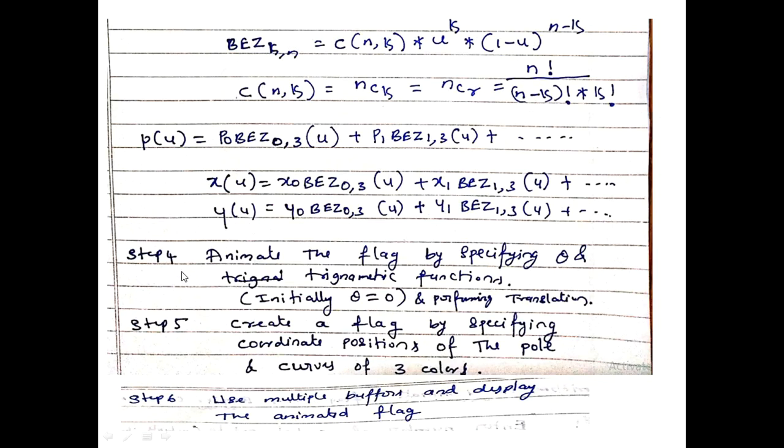So step 4: after creating 24 curves, 8 curves of each different color. The first 8 curves are orange or saffron color. The next 8 curves are white color. The next 8 curves are green color. So in total, 24 horizontal flat lines we need to create.